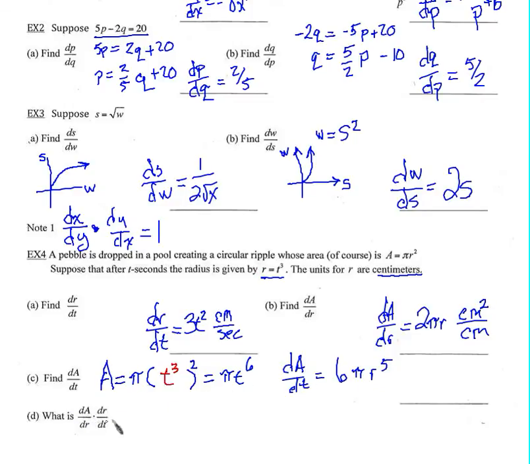The second way to do it is here. We're going to take dA dr. Well, I found dA dr right up here. It is 2 pi r times dr dt. The reason I'm doing this is I have dA dr, which I found up here, and I have dr dt, which I know is right here. If I multiply these two together, notice that the dr's reduce to 1, and that leaves me with dA dt, which is what I'm looking for. So if I take dA dr, 2 pi r, and multiply it by dr dt, which is 3t squared, I end up getting 2 times 3, 6 pi t to the fifth. Same thing.